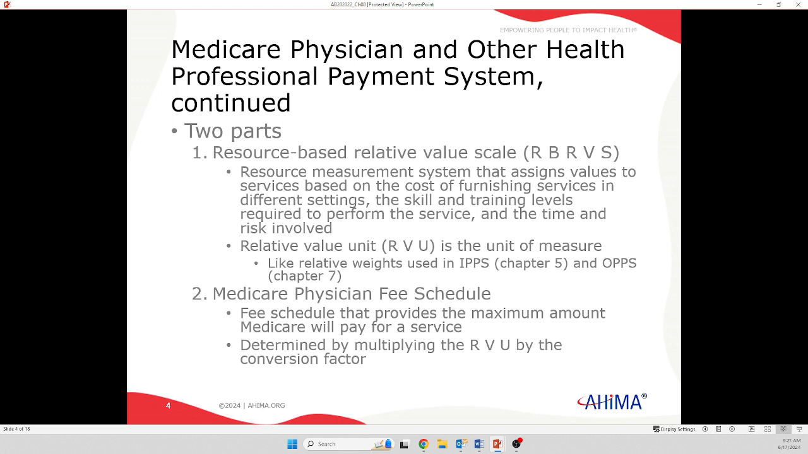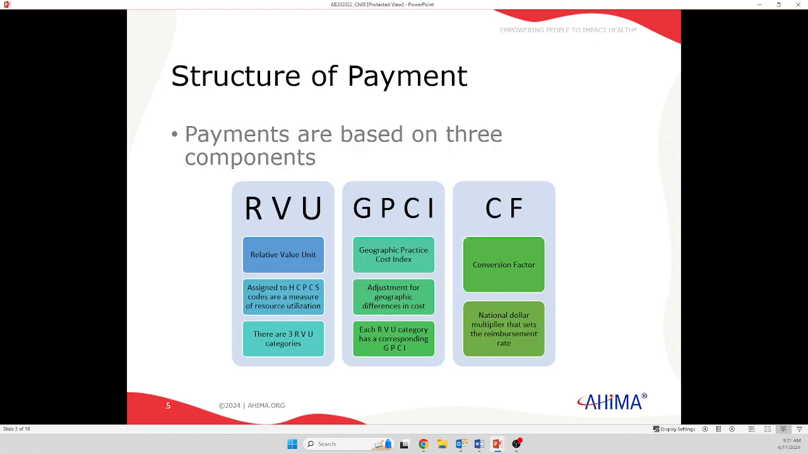So these two terms sometimes are kind of used interchangeably if you see those two terms together. Remember that one is the measurement and then one is how we're going to get paid. So these are the pieces that we look at when we're looking at our payment system. We have the RVU, that is our relative value. It is assigned to HCPCS codes, and that measures our resource utilization.